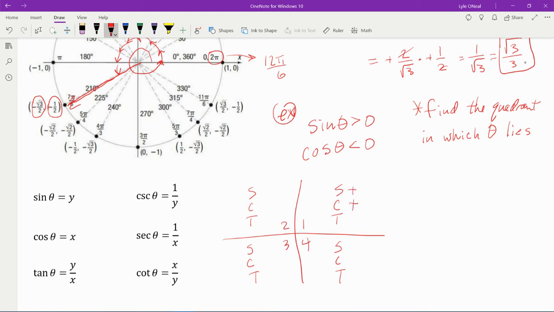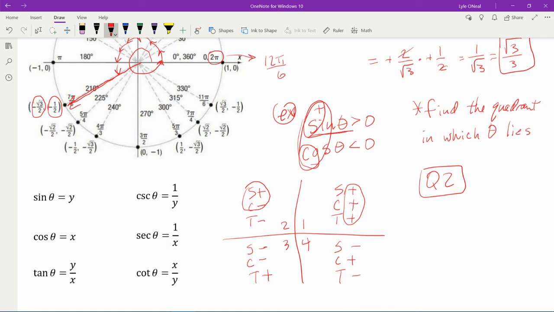And if you remember that all students take calculus, that will tell you the trig functions that are positive in the corresponding quadrant, okay? All of the trig functions are going to be positive in the first quadrant. All students take calculus. Those are the ones that are positive. And so these other trig functions will be negative, okay? So when they say sine of theta is greater than 0, they're telling me that sine is positive. Things that are greater than 0 are positive. Cosine is less than 0, they're telling me cosine is negative. Things that are less than 0 are negative. And the only quadrant where both of these happen, where sine is positive and cosine is negative, is quadrant 2.